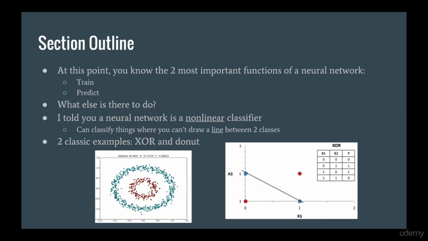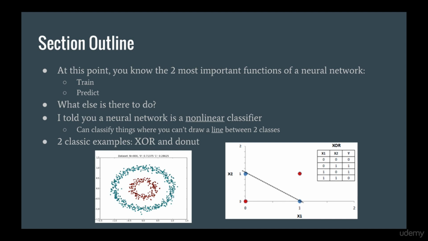In this lecture, we are going to outline what this section is about. At this point, you know the two most important functions of a neural network, how to predict and how to train. So what else is there to do? Well, I've told you that neural networks are nonlinear classifiers, which means they can classify things when you can't draw a line between the two classes.